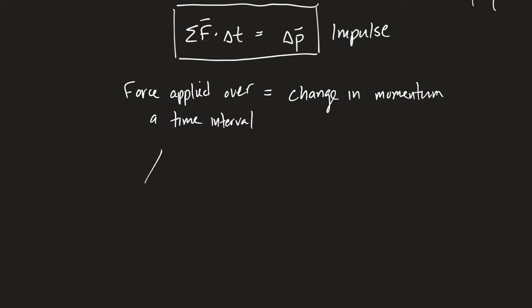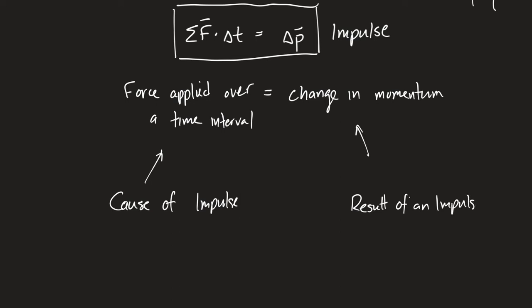We tend to say that this side is the cause of an impulse, and this side is the result of an impulse, or the effect. Both sides of this represent impulse, meaning you can calculate impulse by either talking about force and time or by talking about change in momentum.